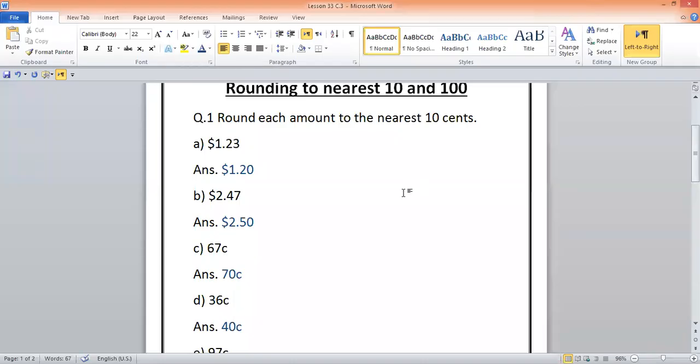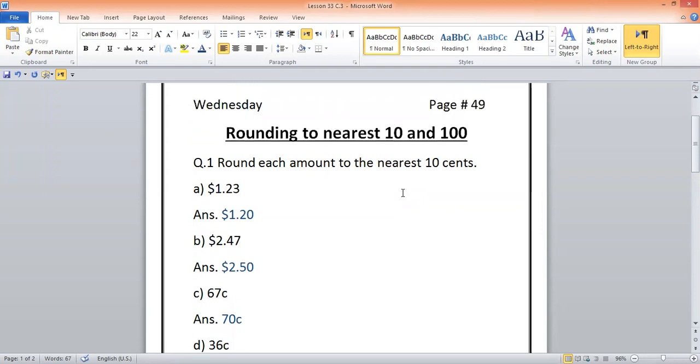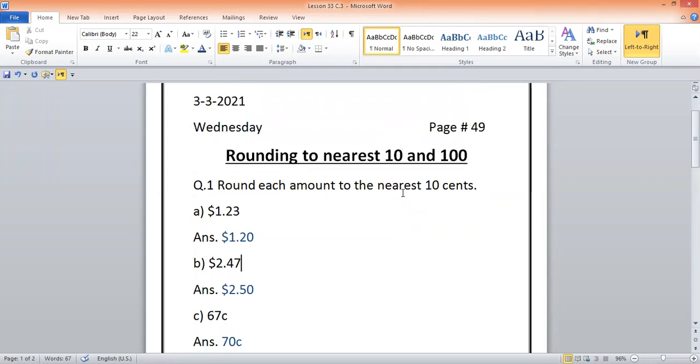First, I welcome all of you guys to lesson number 34 for grade 3 mathematics. The topic which we are studying is rounding to the nearest 10 and 100.